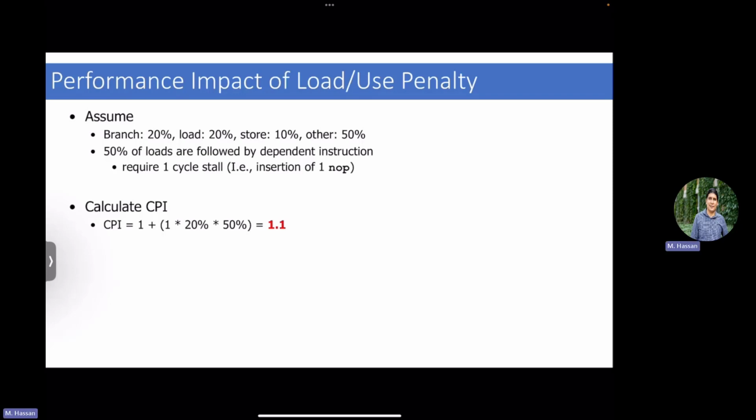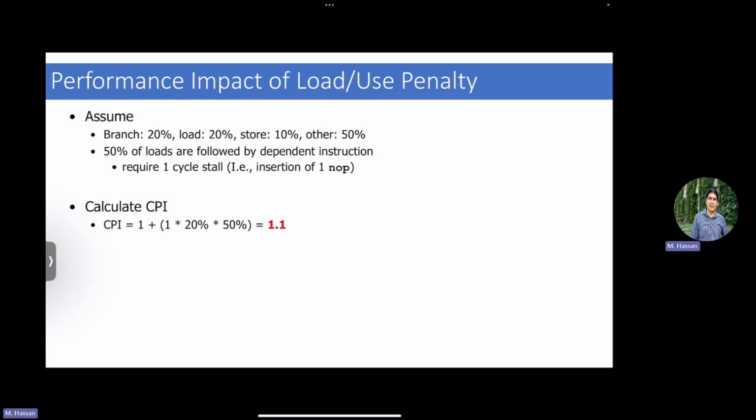Good. To calculate the CPI, ideally it's 1. It's a 5-stage pipeline, so it's 1. And then there's some extra delay, as I need to stall for one cycle. This happens 50% of the time of the loads, right? Because I'm saying 50% of the loads. How many loads do I have in total? 20%. So this happens 0.2 multiplied by 0.5 of the time. That's the frequency, and in that case the new CPI would be 1.1. Good. So you suffer a 10% performance penalty because of the load-use case, in a program that has only 20% loads, where half of these loads cause you this extra penalty.